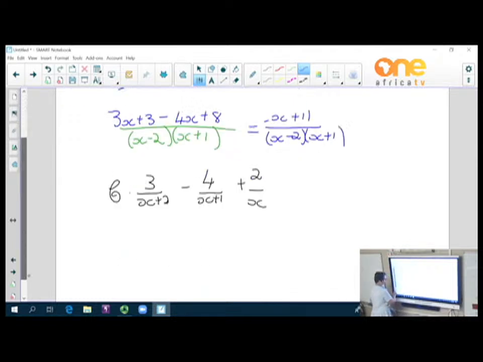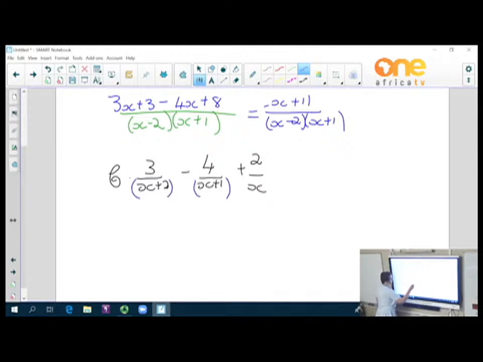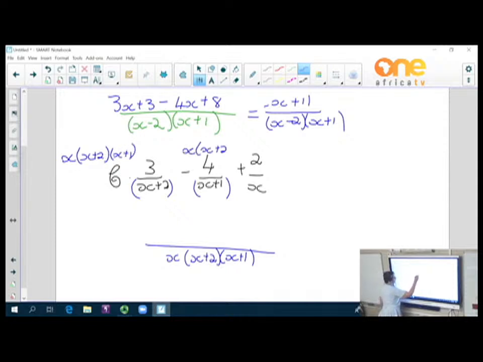And the last one, number F. Brackets there. Now, what will be my LCM now? Remember, this one is separately, so it is x, x plus 2, x plus 1. I multiply the 3 denominators. So here it's x, x plus 2, x plus 1. And here x, x plus 2, x plus 1. And the same thing here, x, x plus 2, x plus 1. And now I can cancel. So what will cancel? This.